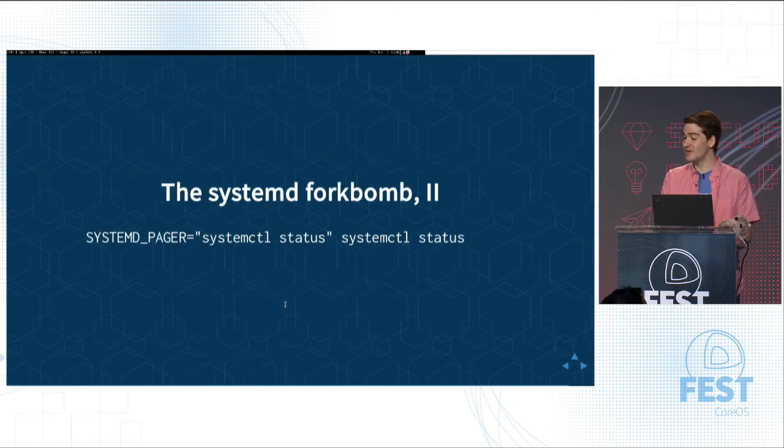Something else I recommend not doing, because I realized that I'd crashed my system with systemd, I thought maybe there's a more efficient way to do this. This is the most efficient way I've found to create a fork bomb entirely with systemd and the systemd command line tools.